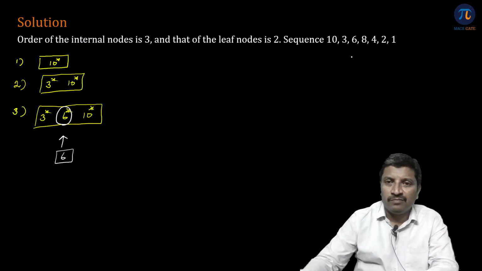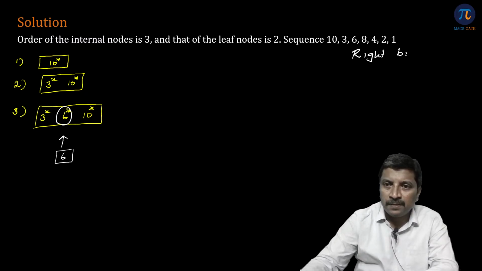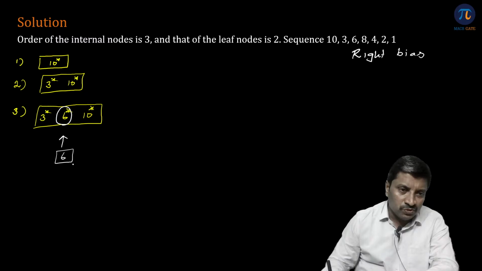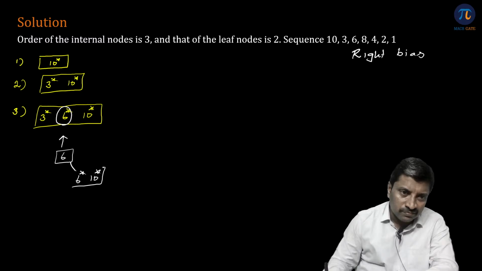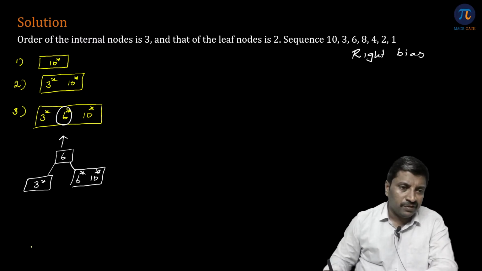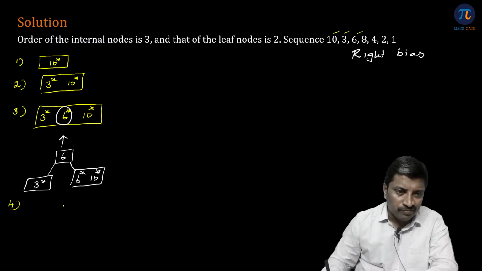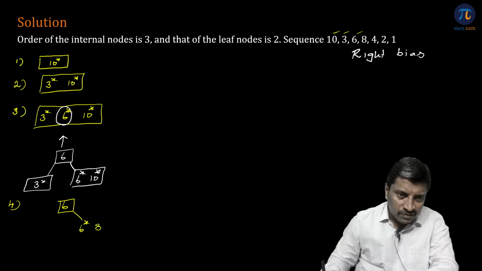So here we are assuming, let us move right bias. Right bias means the original value we maintain in right side. So this will be 6 star 10 star. The left is 3 star. Now let's go to the next value. So 10 completed, 3 completed, 6 completed, then 8. So 6 fine, 6 star, 8 star, 10 star.